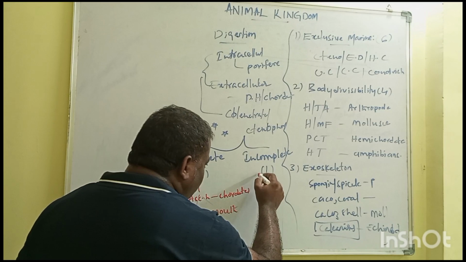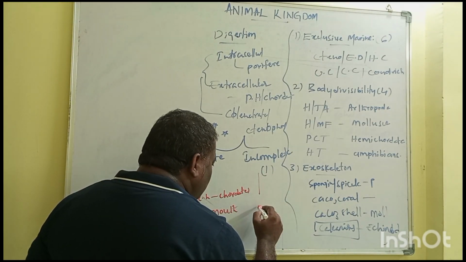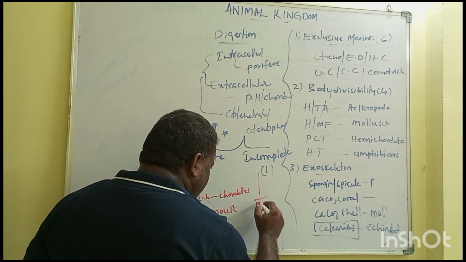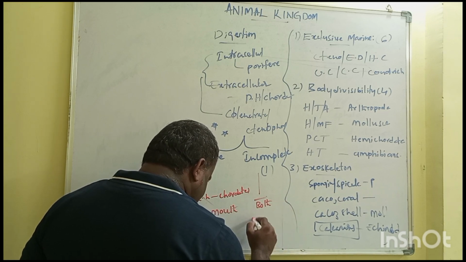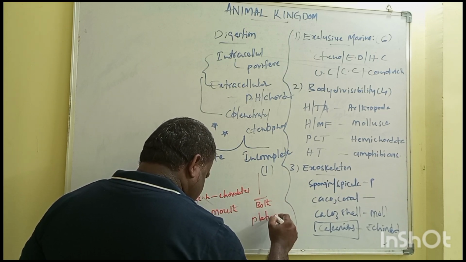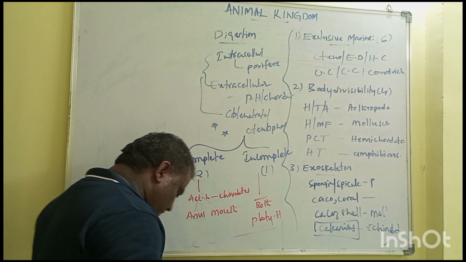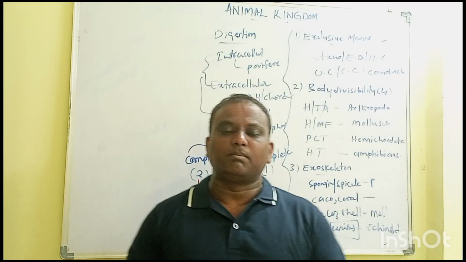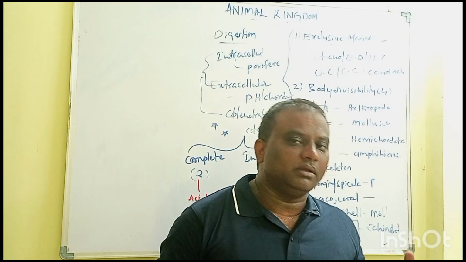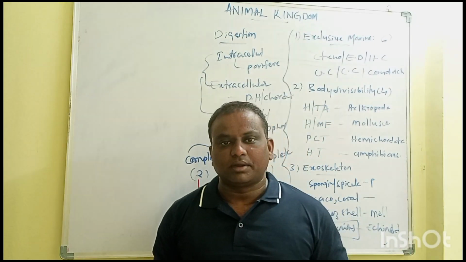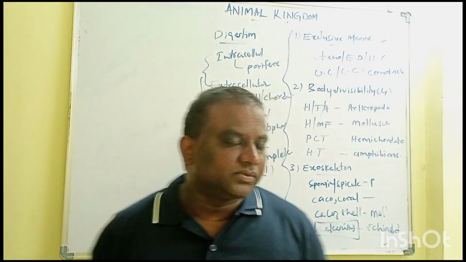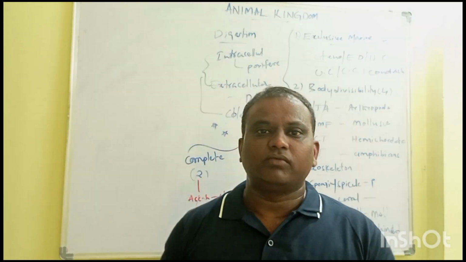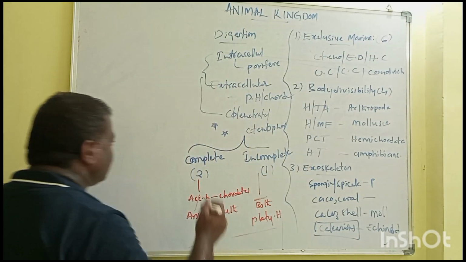In the incomplete digestive system, only one opening acts as both mouth and anus, which you can see in platyhelminthes. These examples are very important for the exam: incomplete digestive system, complete digestive system, intracellular digestion, extracellular digestion, and both. Let us go for respiration in the entire animal kingdom.